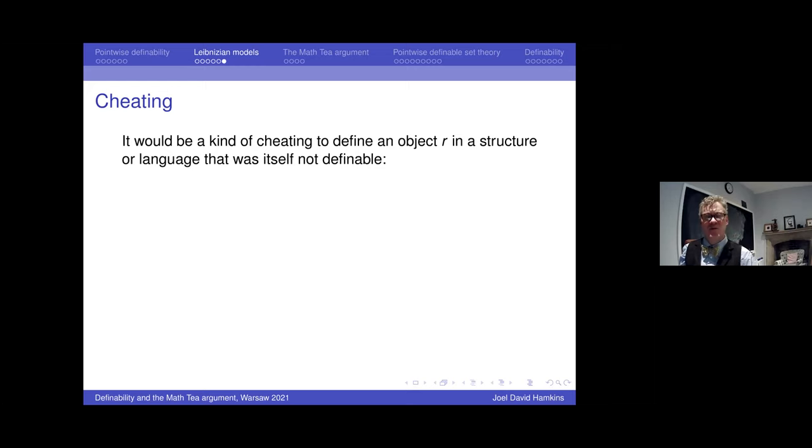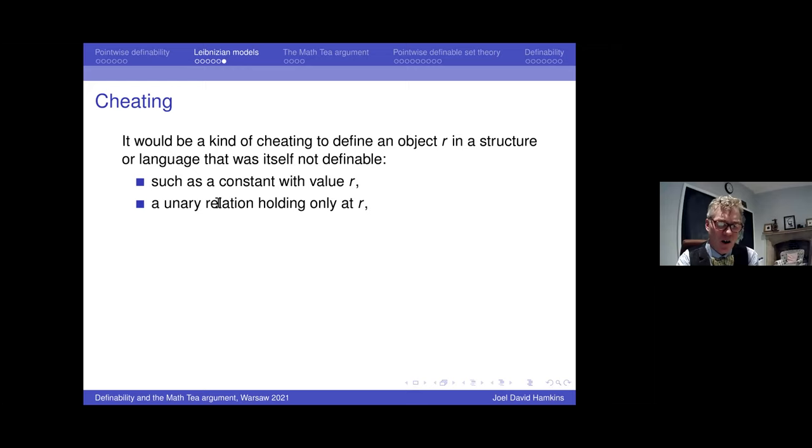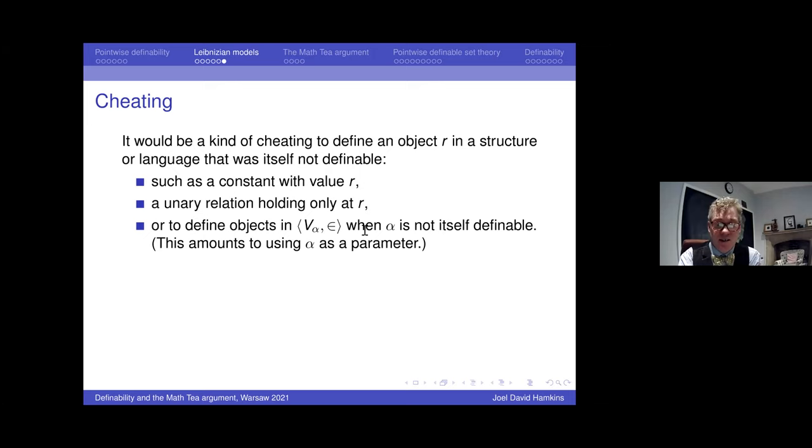Okay, so a constant with value R, or maybe there's a unary relation that holds only of this one real number. And so to define a real number using that relation seems like cheating, unless you can also somehow define the relation itself. Or to define objects in some V alpha, some rank initial segment of the set theoretic hierarchy at a level alpha that is not itself definable, is also cheating, because it's in effect using that height alpha as a parameter, and it might enable you to define things even though you can't define the structure that you're defining the thing in.